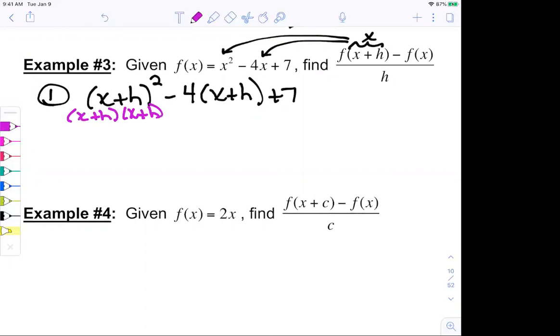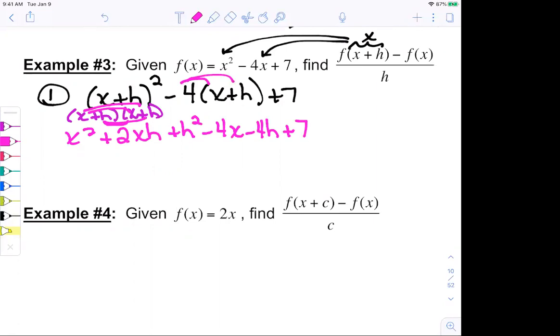Remember, that means there are 2 of them. So if I FOIL that, I would have an x squared, and then I have an xh and an hx. Well, that means there are 2 of them. X times h and h times x would be 2xh. And then h times h is h squared. So I'm FOILing that, x plus h quantity squared. And then I'm distributing. I have a negative 4 with an x and a negative 4 with the h. And then finally we have a plus 7.